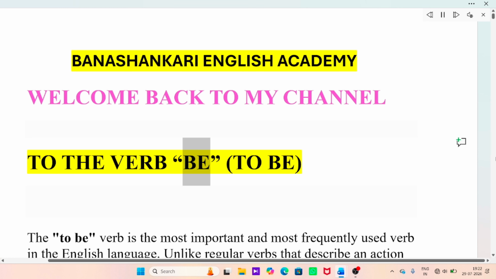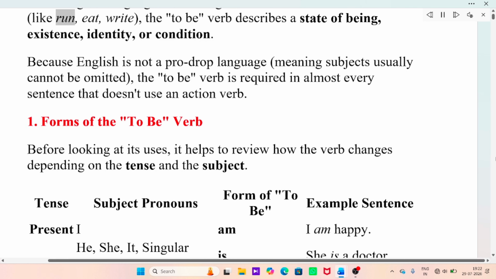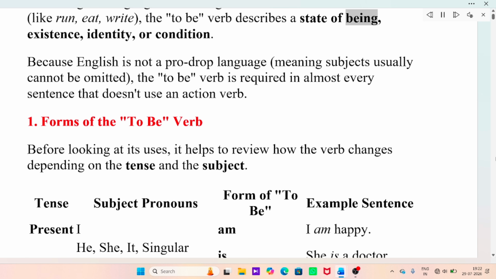The verb be, to be. The to be verb is the most important and most frequently used verb in the English language. Unlike regular verbs that describe an action, like run, eat, write, the to be verb describes a state of being, existence, identity, or condition. Because English is not a pro-drop language, meaning subjects usually cannot be omitted, the to be verb is required in almost every sentence that doesn't use an action verb.